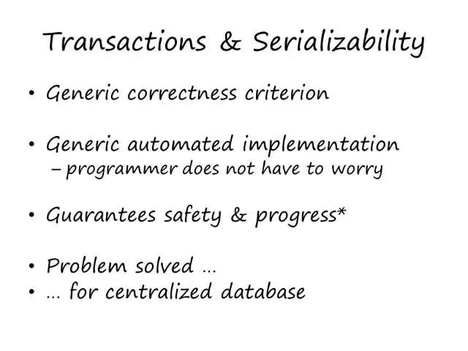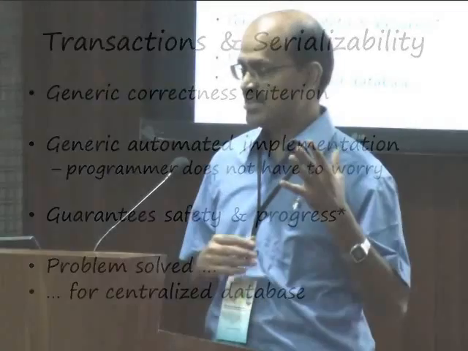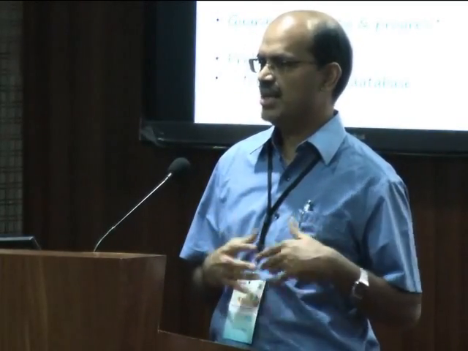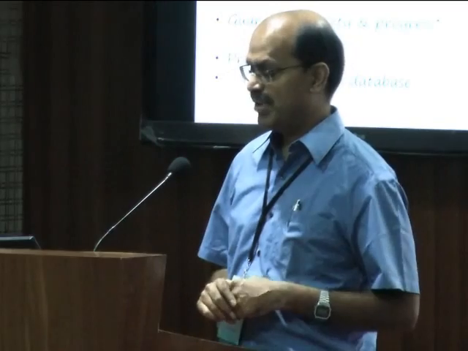So what this database work gives us is, first, a generic correctness criterion in terms of serializability and the ACID properties. What do I mean by generic? It's not a correctness property for a specific application, but a correctness property that can be applied for any application. Let me expand on that in the next file. But the database implementation techniques also give us generic automated implementations that can achieve these properties without the programmer having to worry about all of this. And as I said, they guarantee safety and some sort of progress guarantees, depending on the kind of implementation used.